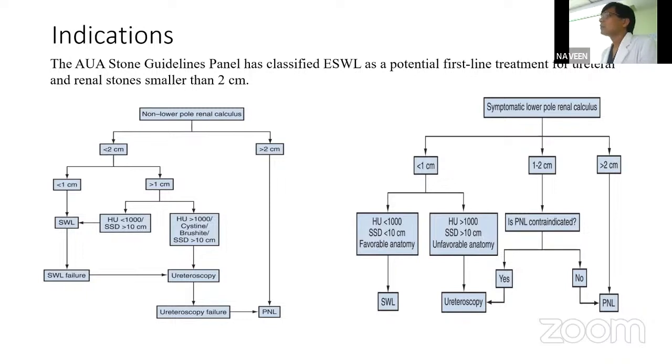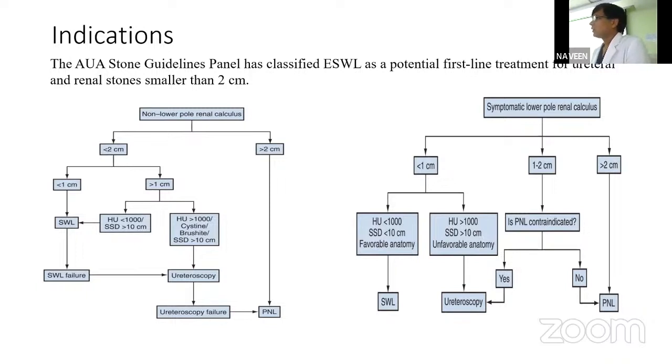Now, those stones you have highlighted, cystine and brushite. Why are the success rates of lithotripsy less in cystine and brushite? Because cystine and brushite stones are very hard stones. No, but why? Typically, why are they hard stones? That is the $1 million question.